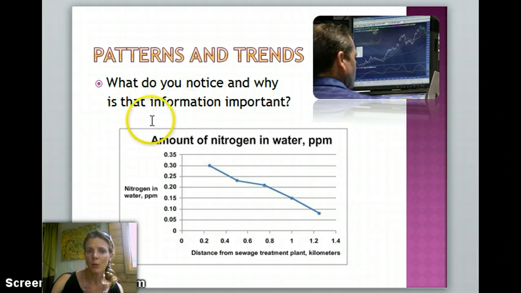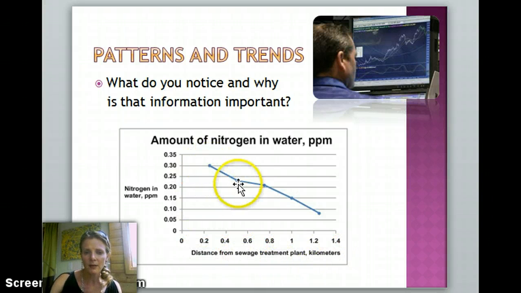What do you notice, and why is that information important? That's why we do these graphs as well, we want to figure out what the patterns and trends are so that we can maybe predict for the future, which we'll talk about next. But in this case, this is actually a picture from your lesson, the amount of nitrogen in water, and then the nitrogen in water here, distance from sewage treatment plant in kilometers.